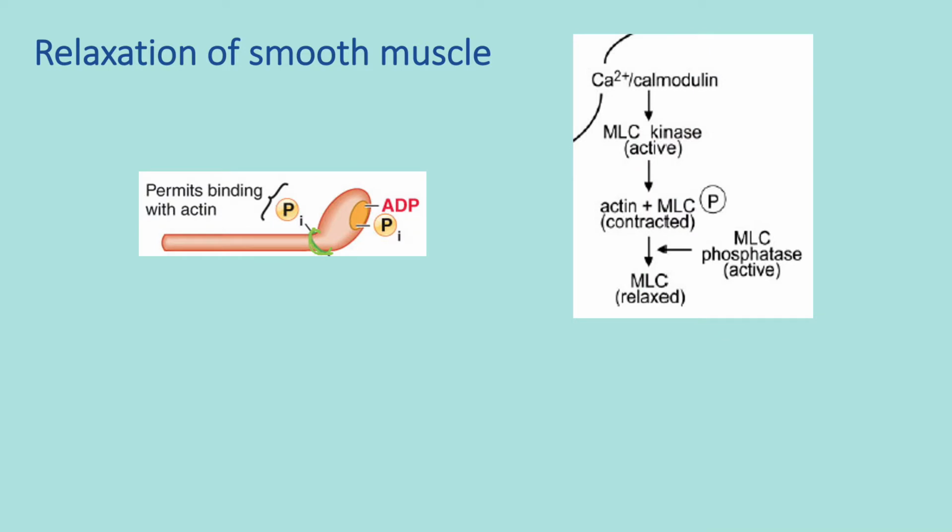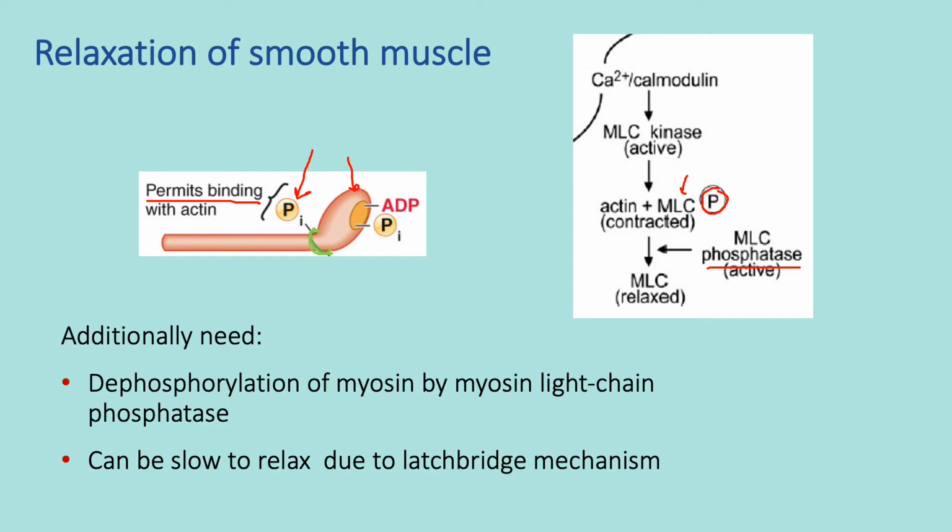An additional step that is needed with smooth muscle is going to be removal of this phosphate group from the myosin light chain kinase. So recall that it's the addition of that phosphate group that permits the binding with the actin molecules. It allows this myosin head to bind actin. So while we needed the myosin light chain kinase to add this phosphate group, we're now going to need the myosin light chain phosphatase to remove that phosphate group from the myosin light chain.